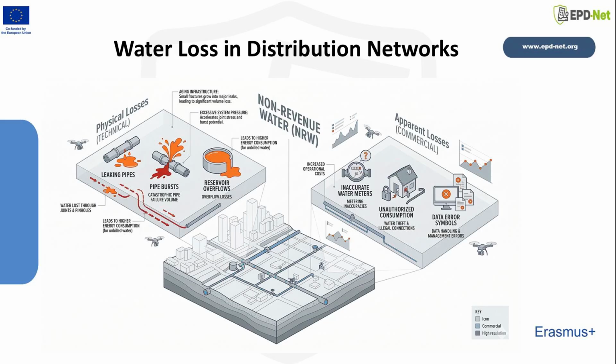Several factors contribute to water loss, including aging infrastructure, excessive pressure, and insufficient maintenance practices. From an operational perspective, high water loss leads to increased non-revenue water, higher energy consumption, and greater operational costs. Addressing water loss is therefore a key objective of effective pressure management strategies.